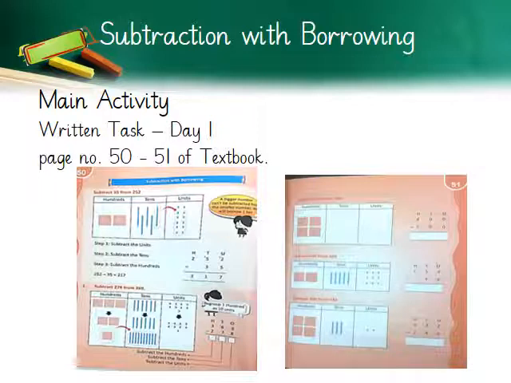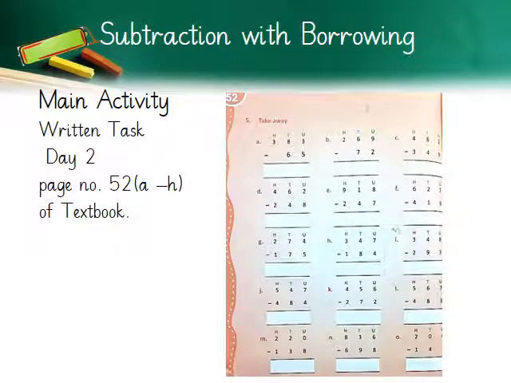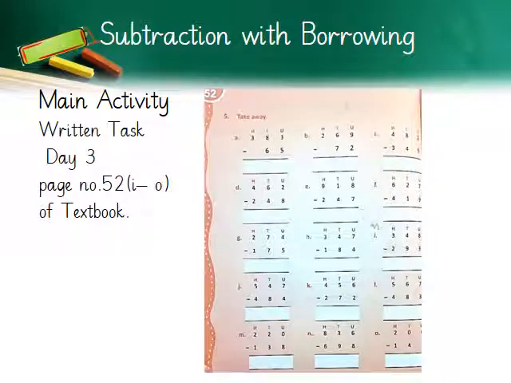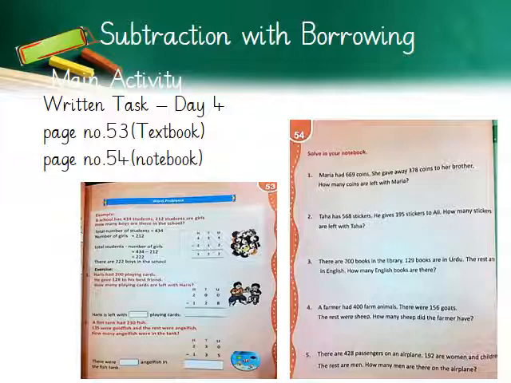Coming towards the written task for day 1. You need to do page number 50 and 51 of the mathematics textbook. Written task for day 2, page number 52, part A to H of the mathematics textbook. This is the written task for day 3, the remaining half of page number 52, part I to O of the mathematics textbook. Written task for day 4. Page number 53 will be done in the mathematics textbook, while page number 54 will be done in the notebooks.